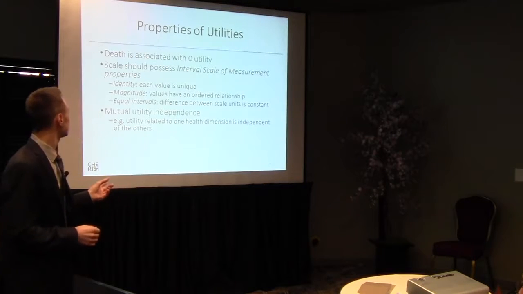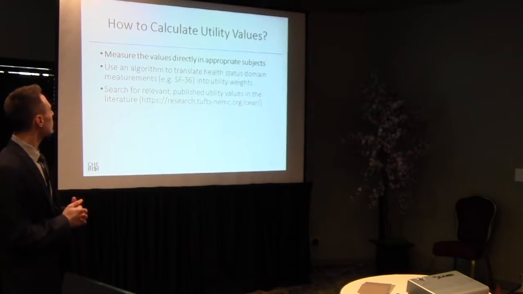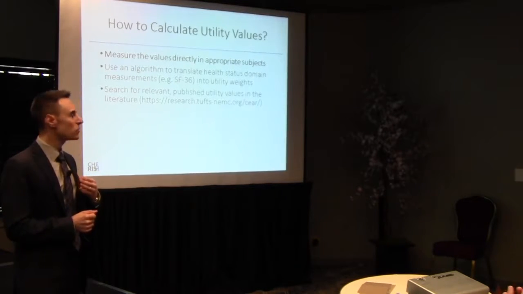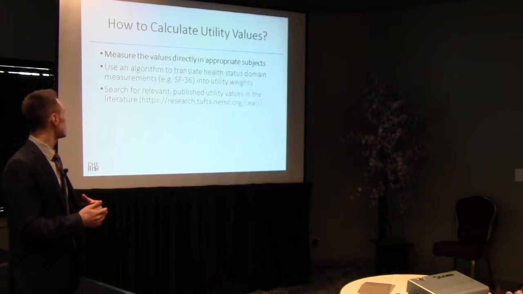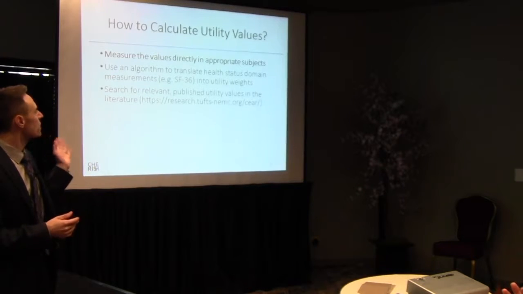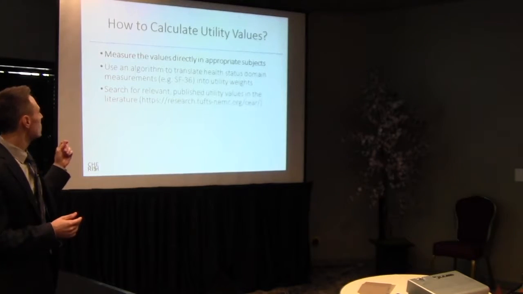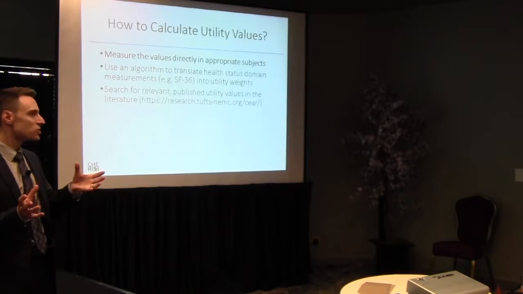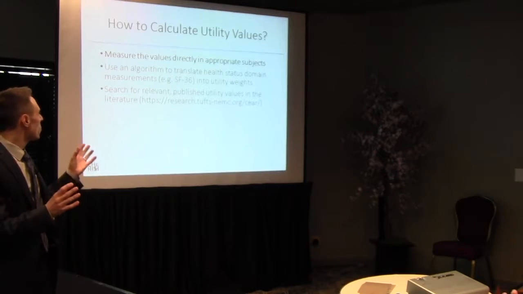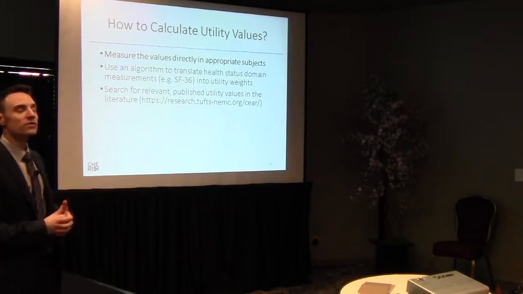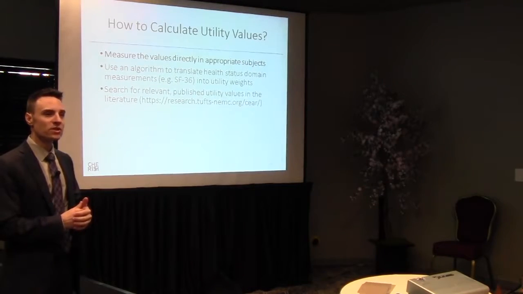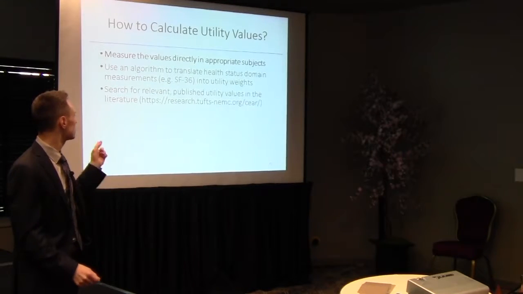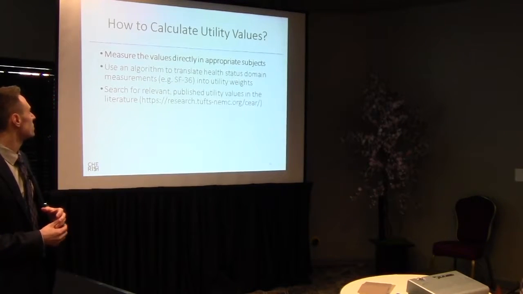Okay. Next. So how do we calculate utility values? Well, there's a few different ways, and I'll go through each of these a little bit, but one is we can measure the values directly in appropriate subjects. We can use an algorithm, and we can translate some of these domain measurements into utility weights, or we could search the relevant literature and try to assign them based on their particular health state. So we'll talk about each one of those. But so next I'm going to talk about the valuing directly.